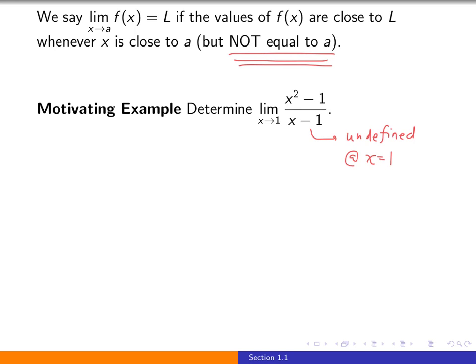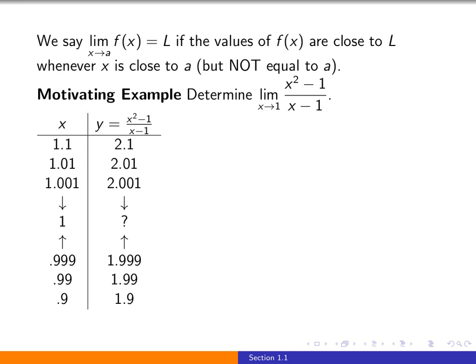Now, two perfectly good ways to explore this would be to do so numerically, that is by creating a table using our calculator, or graphically by graphing the function and investigating what happens. So let's begin with the numerical investigation. I've created a table where I've used inputs x, and I've gotten the outputs by plugging into this desired function. And the question is, as those inputs become close to 1, what are the outputs going to become close to?